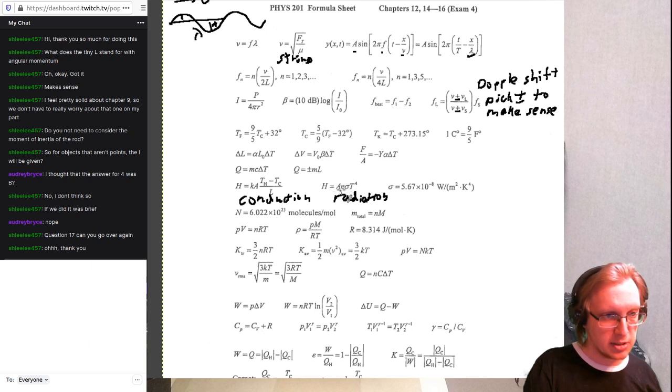Radiation, it has a certain area. E is a property of the material in question, and sigma is a constant. Sigma is given here for us.